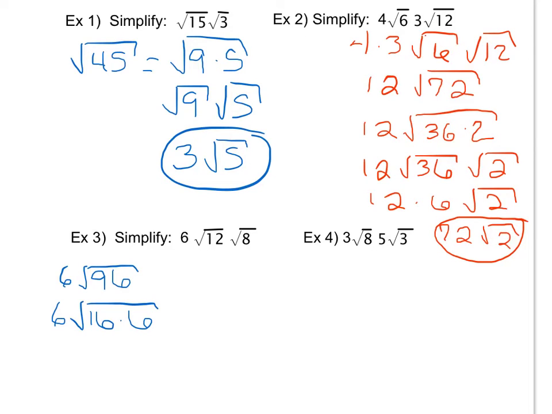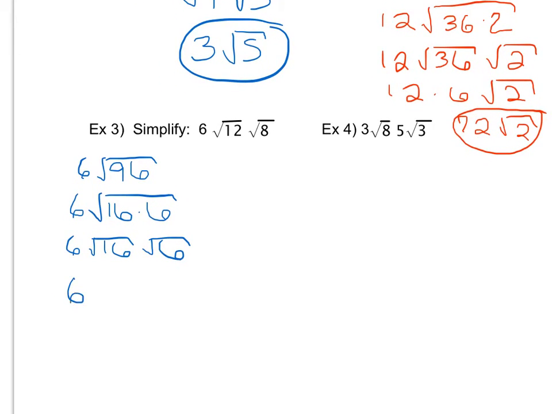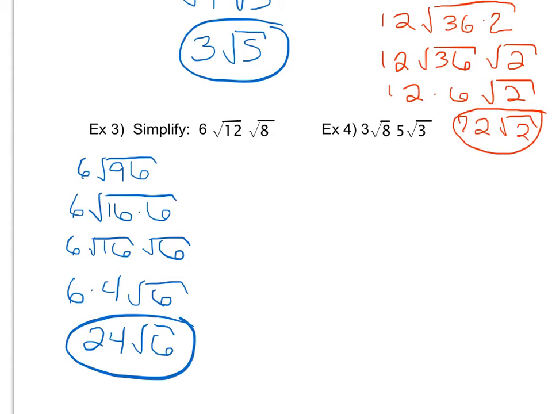So now from here, I get 6 times the square root of 16 times the square root of 6, which then, I know the square root of 16 is 4, so I'm going to change that to 6 times 4. I have no idea what the square root of 6 is. 6 times 4 then finishing up is 24. Since 6 does not have any other perfect squares, I'm going to go ahead and leave that as my final answer. If you haven't had a chance yet to try one on your own, please try number 4 before watching me go through it.